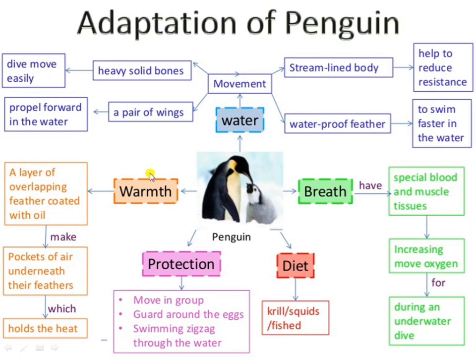They have a warm layer of overlapping feathers coated with oil. That provides warmth and makes pockets of air underneath their feathers, which hold the heat. Second, they have protection. They move in a group, circle around the eggs, swimming zigzag through the water. Their diet is krill, squid and some fishes.